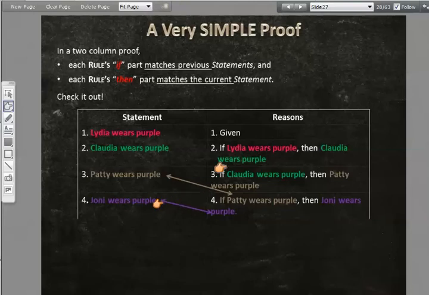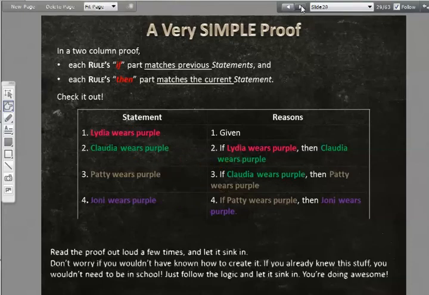So remember that. Your if will always match your previous statement. Your then will always match your current statement. So let's look at some geometry. Well, not yet. Let me add this before I move on.